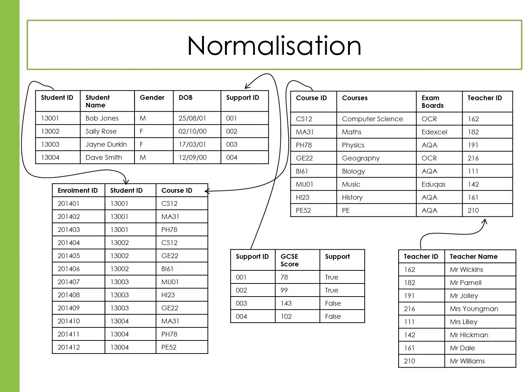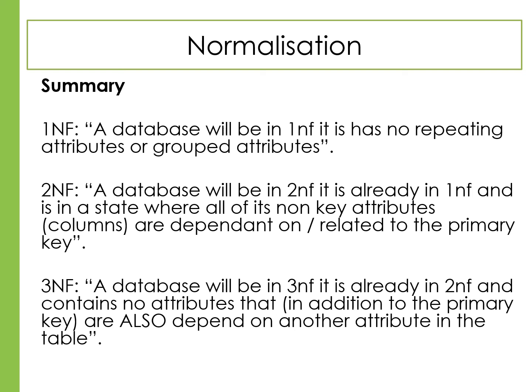Here's a visualization of the normalization process. So in summary, a database in first normal form will be if it has no repeating attributes or grouped attributes. Second normal form is where it is already in first normal form and where all of its non-key attributes are dependent or related to the primary key. And third normal form, a database will be in third normal form if it's already in second normal form and contains no attributes in addition to the primary key that are also dependent on another attribute in the table.